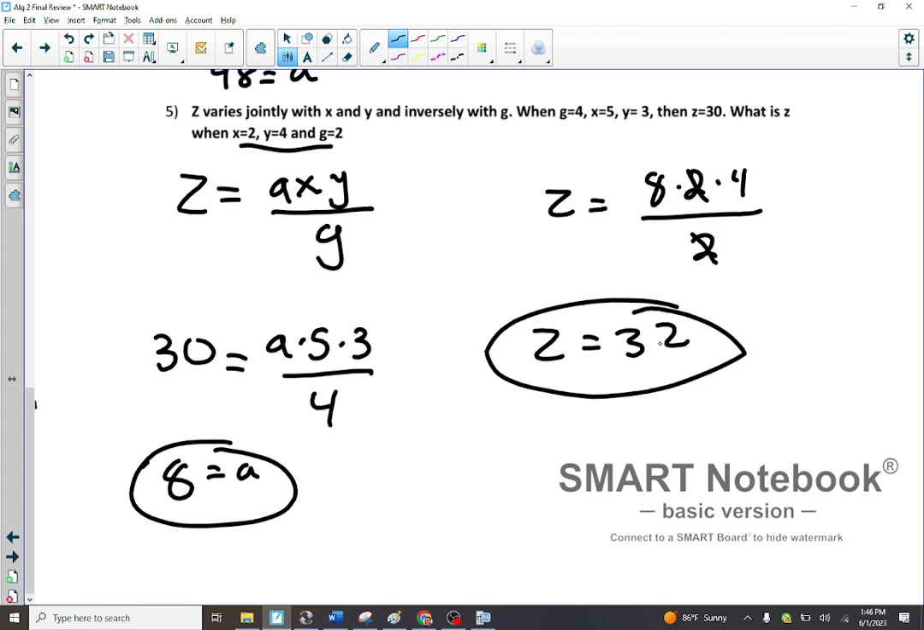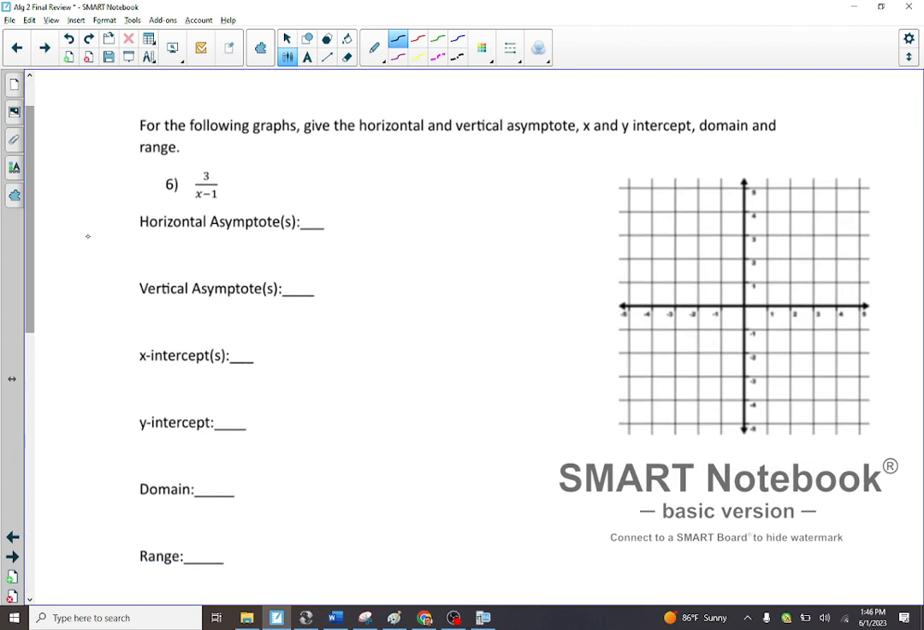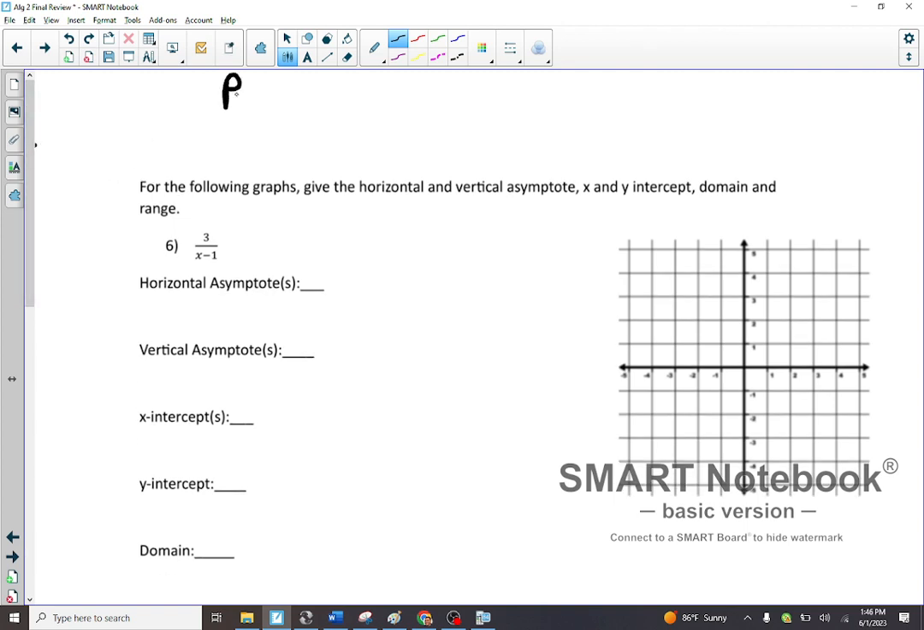Graphing. So this one, we have rules for the asymptotes. Remember the rules. I'll put it here. P and Q, where P and Q are the powers on the top and bottom. If P is bigger than Q, it has no horizontal asymptote.